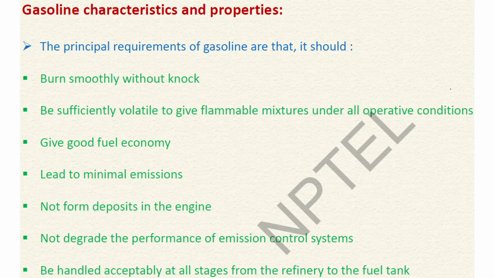Coming on to the gasoline characteristics and properties, these are some of the characteristics and requirements of gasoline. The gasoline should burn smoothly without knock. As we studied earlier, the octane number is a very important property of gasoline. So the gasoline should burn in the engine without any knocking. That means it should have a good octane number and should have anti-knocking properties.